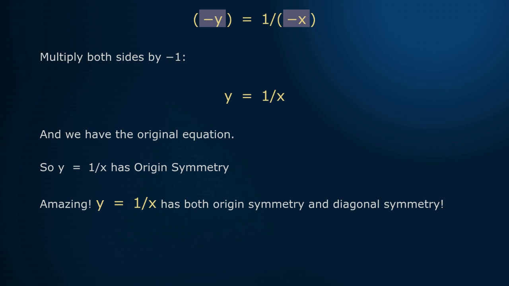Amazing! Y equals 1 over x has both origin symmetry and diagonal symmetry.